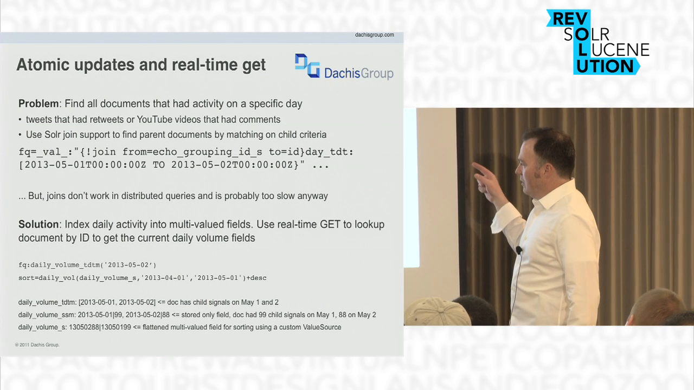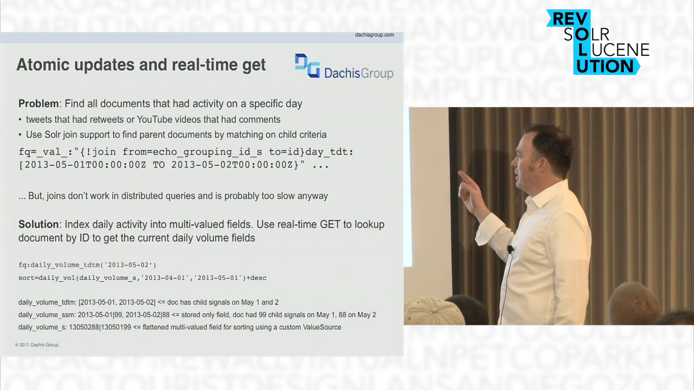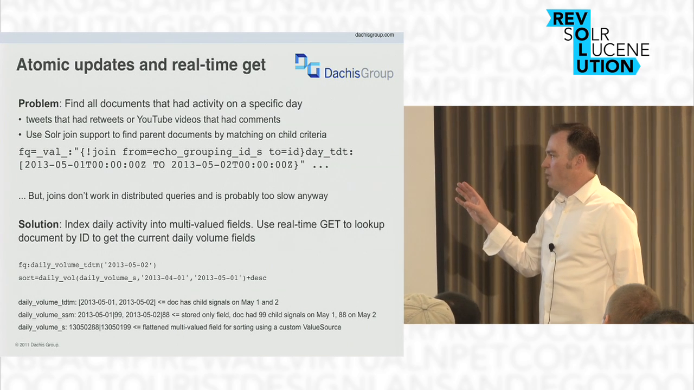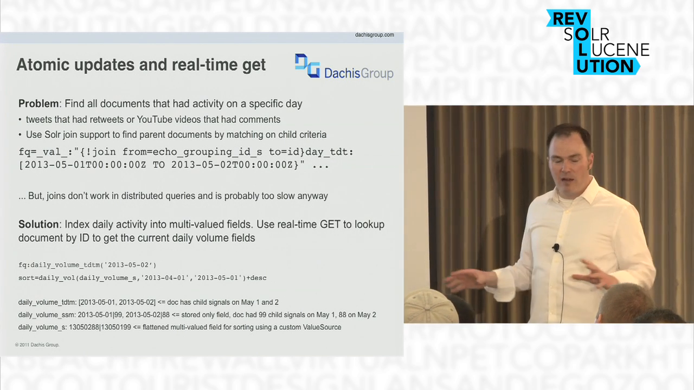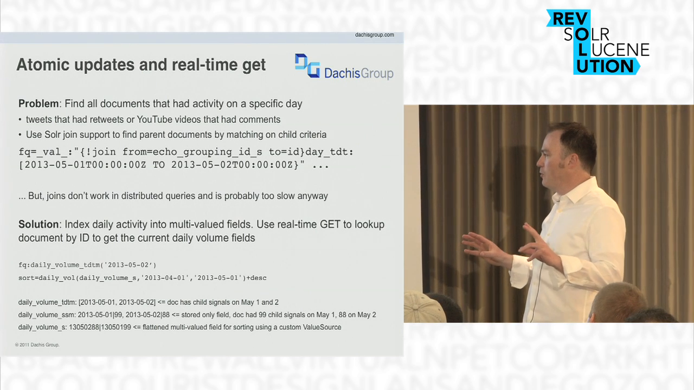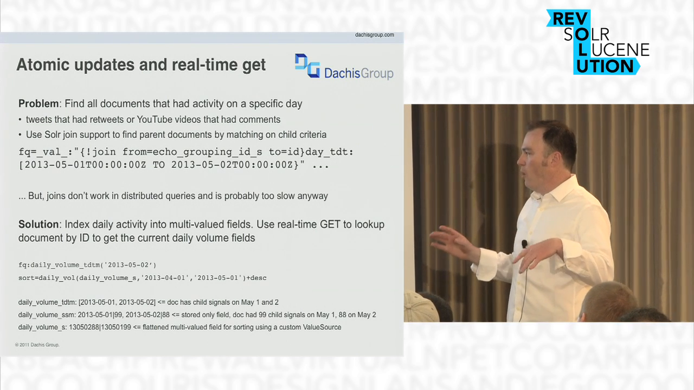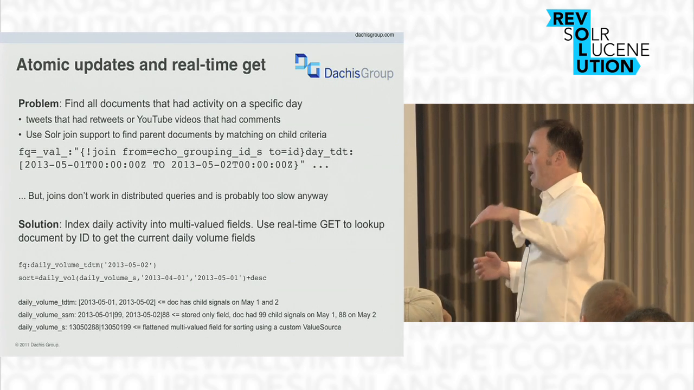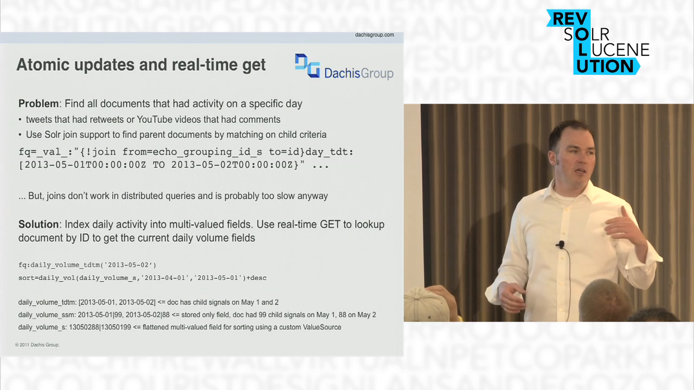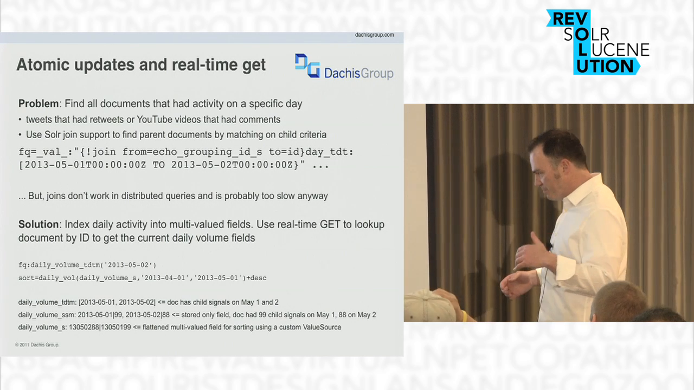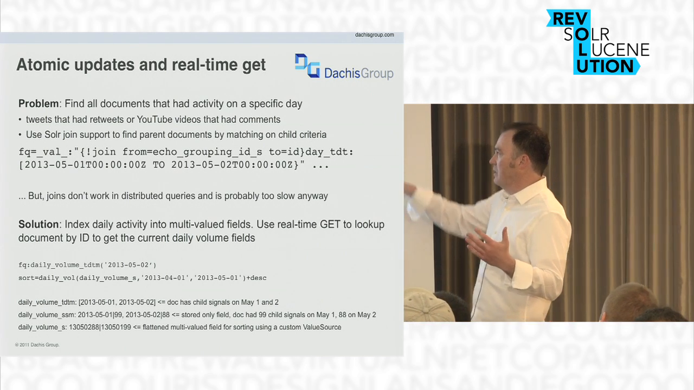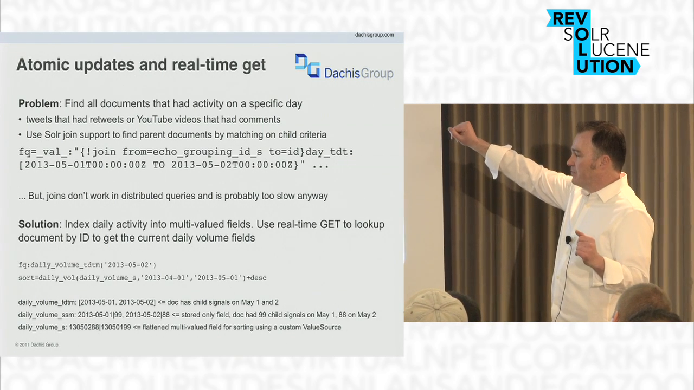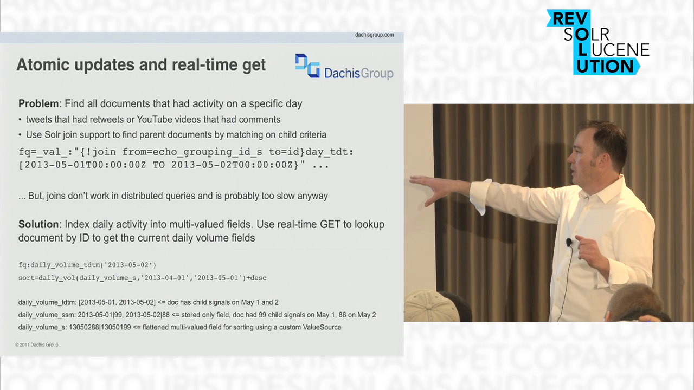So along comes Solr 4 and the atomic updates and real-time get. And so briefly what we do is, in our analytics pipeline in Pig and Hadoop, we calculate all these daily volume, daily activity metrics, and then we stamp them into these documents using atomic updates. What that does is basically allows us to avoid joins, which we didn't think would scale anyway. So we went with this approach.